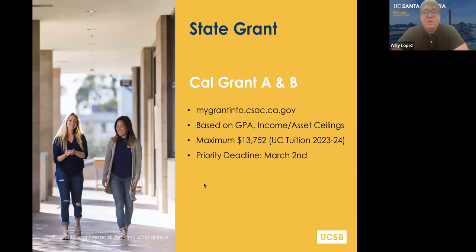So for state grant, which is Cal Grant A or B, you can use the migrantinfo.csac.ca.gov website in order to get more information there. But the general information is that Cal Grant is based on not only GPA, but also income and asset ceilings that are utilized to see how much a student can qualify for. Unlike the Pell Grant, the maximum amount that you can receive for Cal Grant is 13,752 for the 23-24 year. And this one is you either get all of it or you get none of it. So if you qualify for Cal Grant with all the criteria met on that website, then you will get the full maximum amount that is offered.